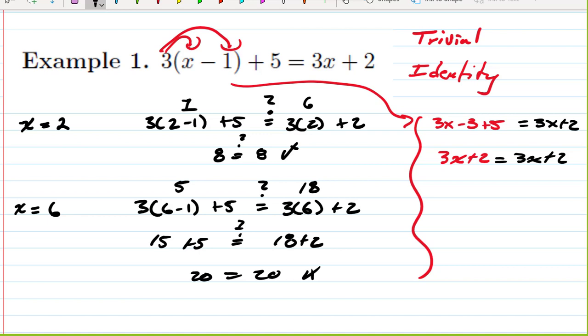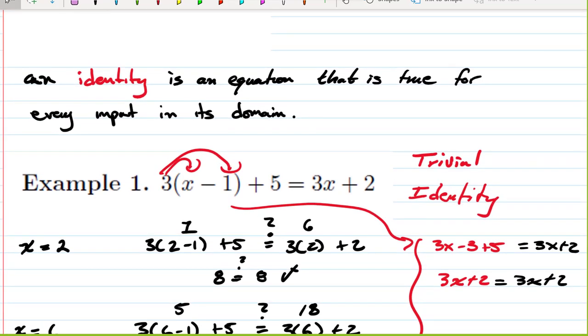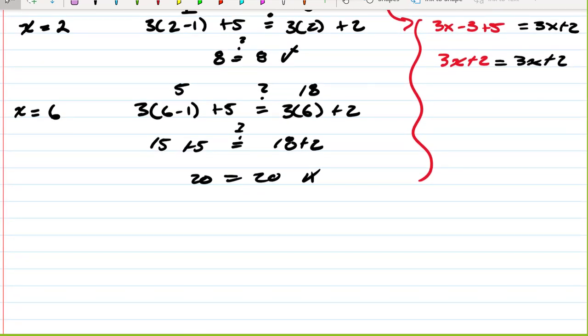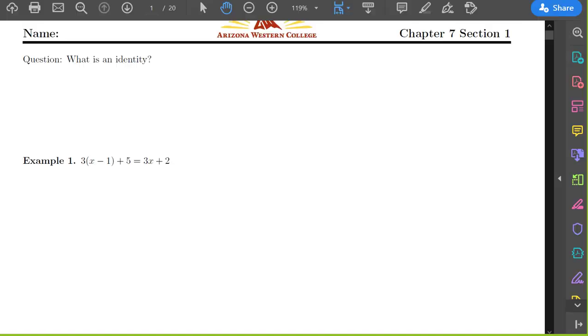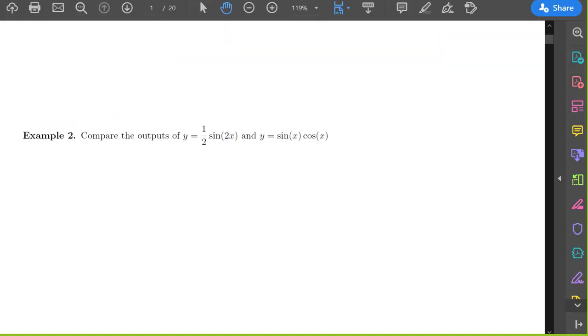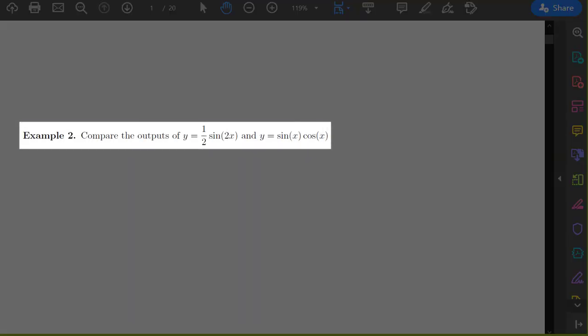Our goal in this chapter is to study trigonometric identities, and they're non-trivial. What I mean is we're going to find things that fit this definition. Remember, an identity is an equation that is true for every input in its domain. So we're going to have two trigonometric expressions that look very different, but turn out to be exactly the same. Let's take a look at our next example, example number 2.